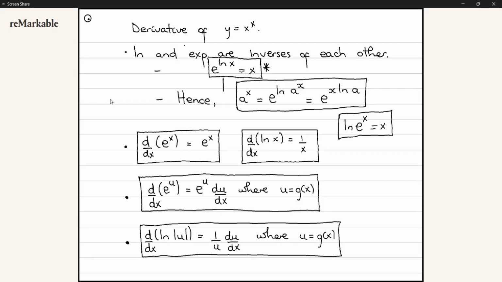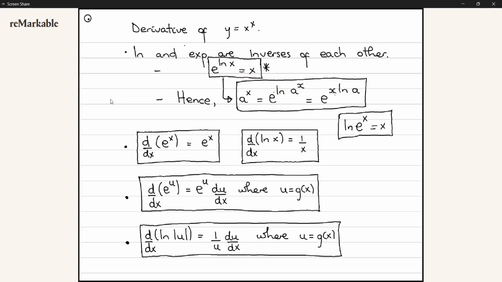And using these facts, I can deduce that any general exponential function, for example, a to the power x, can be written as e to the power natural log of a to the power x. What I've done is just replace this x and this x with a to the power x. And according to the laws of indices, when I'm dealing with the natural log of a to the power x, I can bring the x forward, and this is what I have.